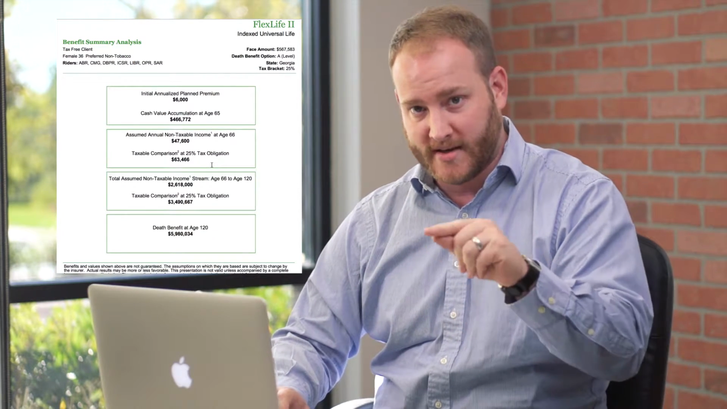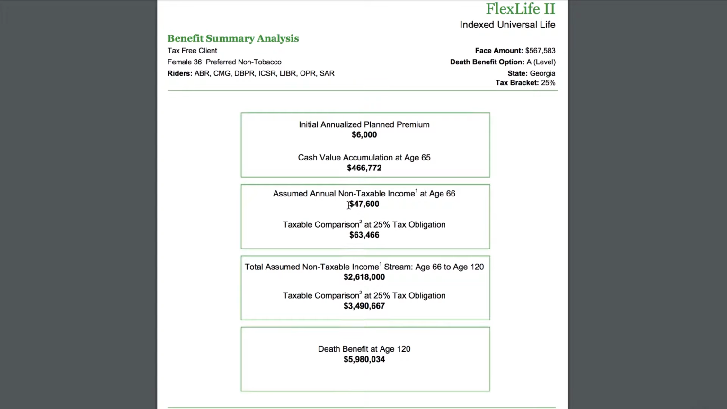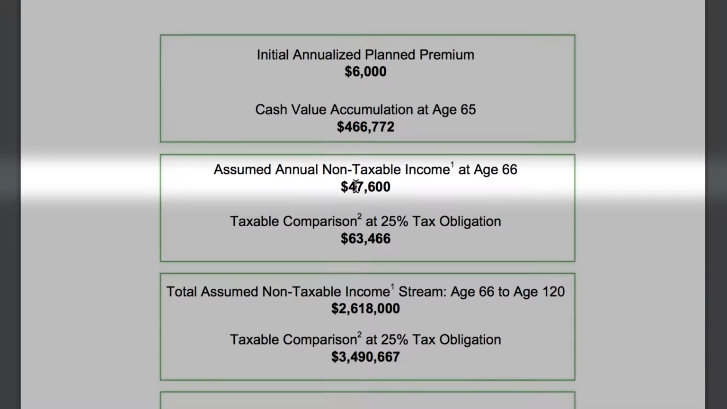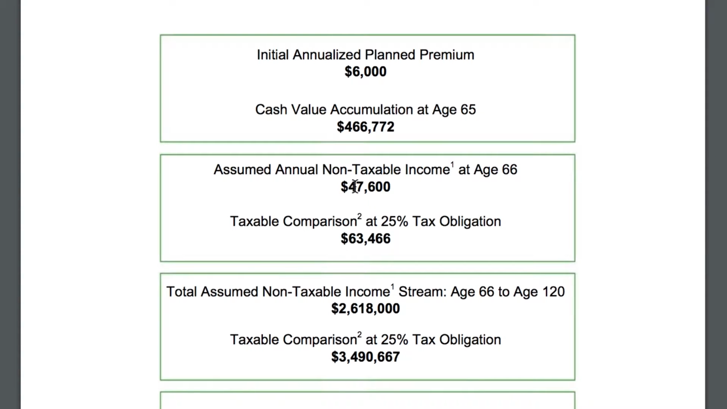Here's the page that I told you about, that bonus page that we checked that box for right before we generated this illustration. That's what allowed us to generate this page. And the part I want to draw your attention to is right here. Here's the assumed annual non-taxable income at age 66. That's the number that we're showing her that she could take out annually, tax-free as part of this plan.